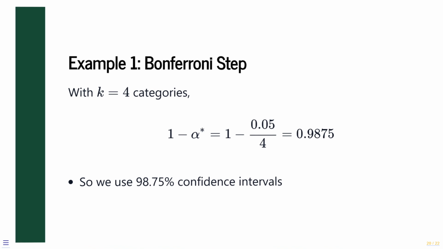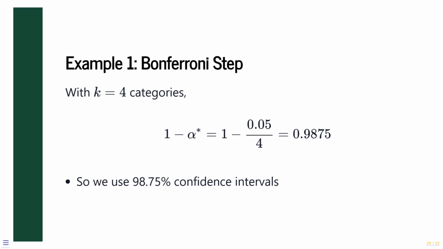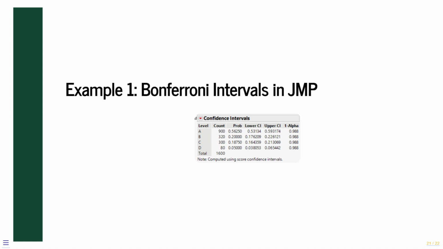If we want Bonferroni intervals for the 4 categories, we use 1 minus alpha star equal to 1 minus 0.05 divided by 4, which gives 0.9875. So each interval is a 98.75% confidence interval. This image shows those Bonferroni intervals in JMP.